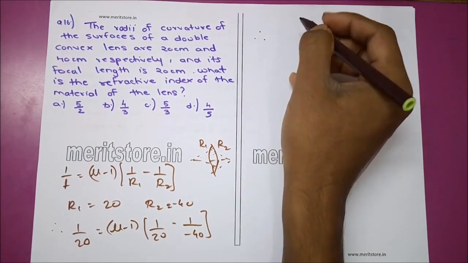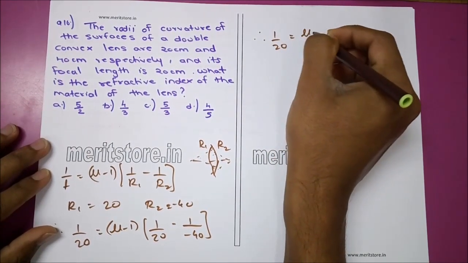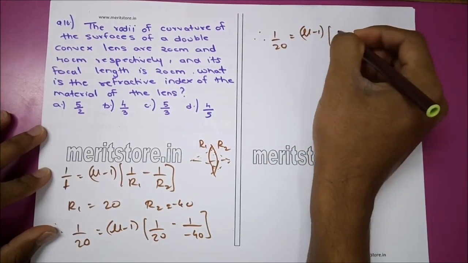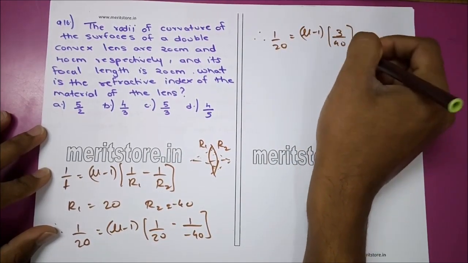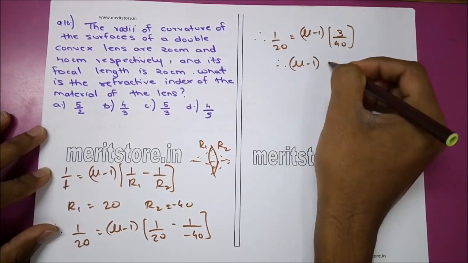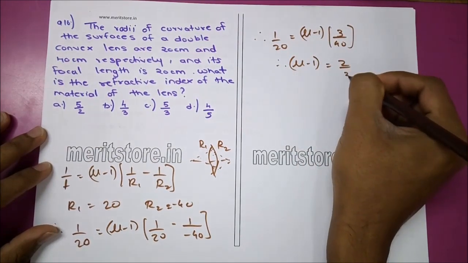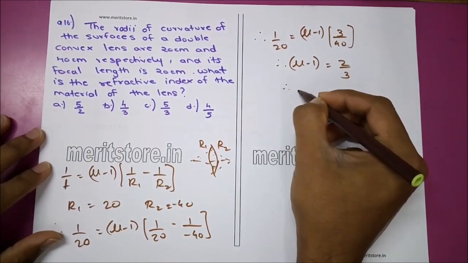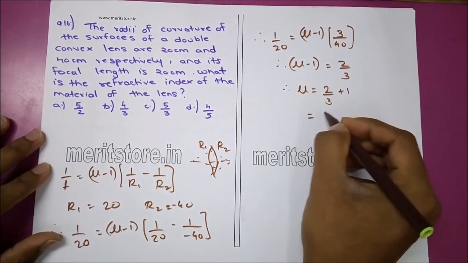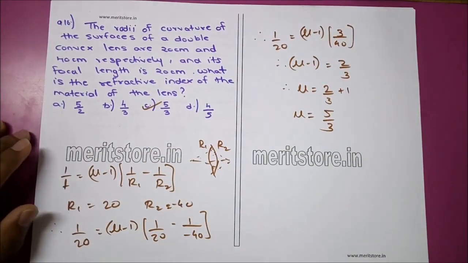Therefore 1 by 20 is equal to mu minus 1. This can be simplified as 3 upon 40, and therefore mu minus 1 is equal to, this taken on this side comes out as 2 by 3, and therefore mu is equal to 2 by 3 plus 1. Now mu is equal to 5 by 3. Hence option C is the correct answer.